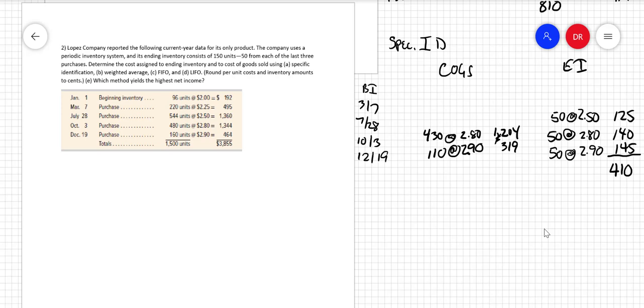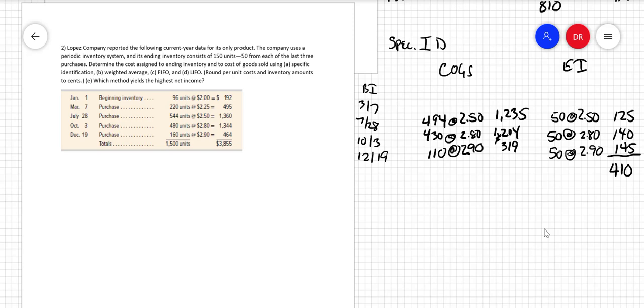July 28th, we had 544 units, and 50 of them were still in ending inventory. So the difference is we have 494 units from July 28th at $2.50. And the cost there will be $1,235. All right.